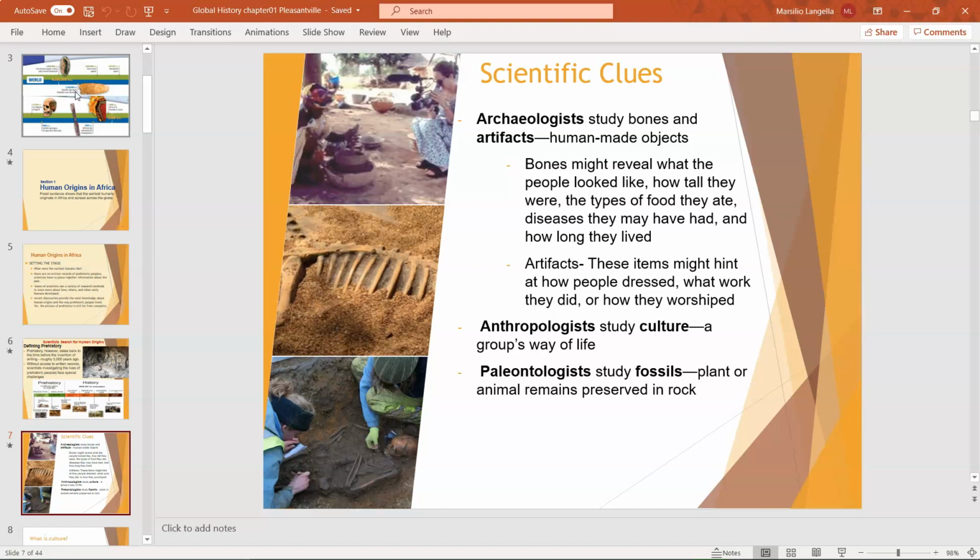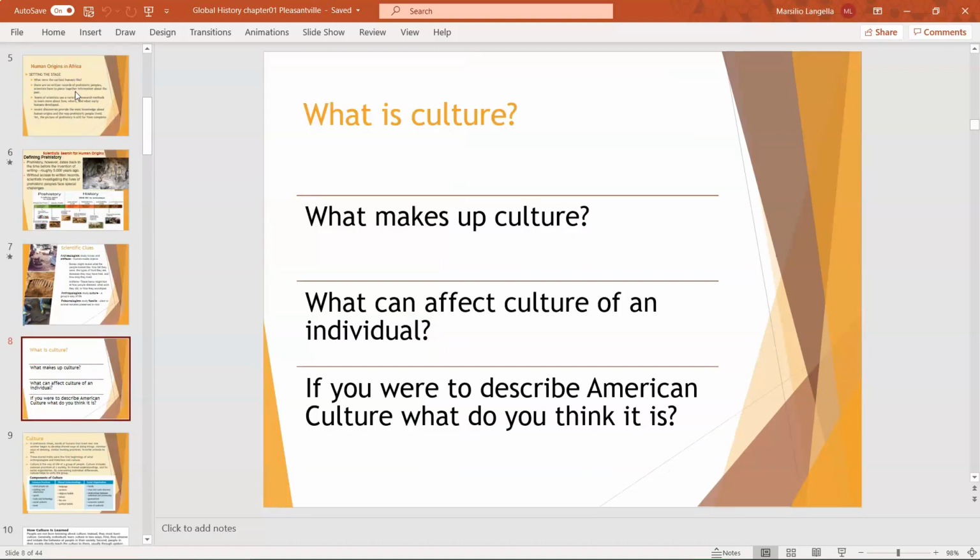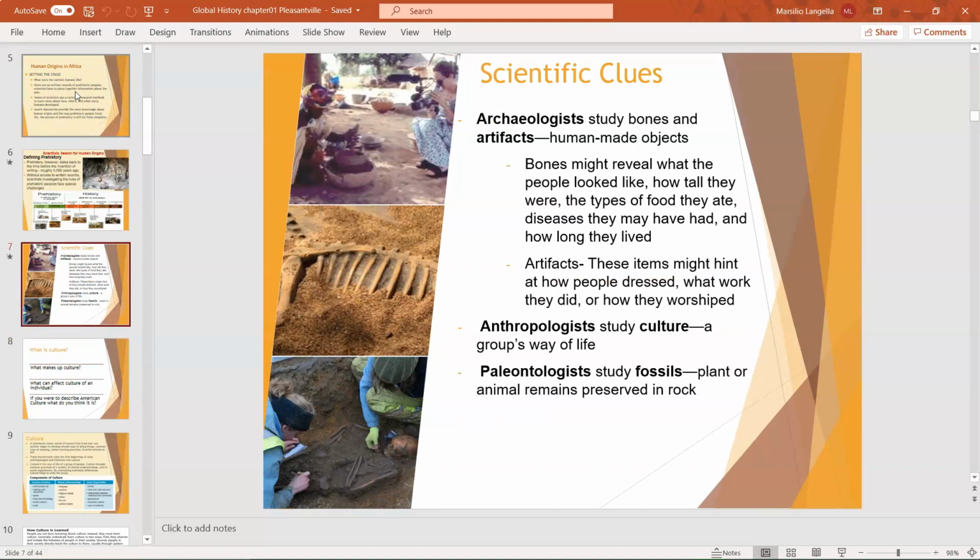Basically, archaeologists find artifacts, anthropologists study culture, and paleontologists study fossils, right? And based on their findings, we are able to know a lot of information about generally what groups of people, or which types of humans, had lived before written history, all right?